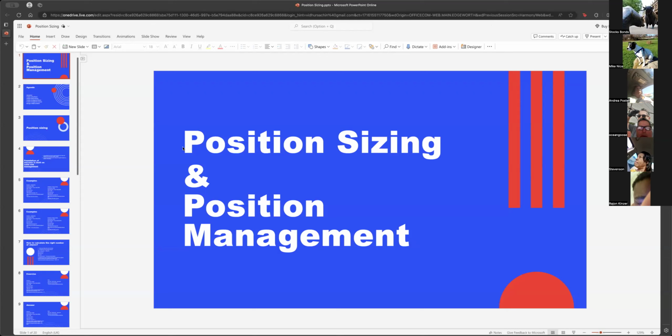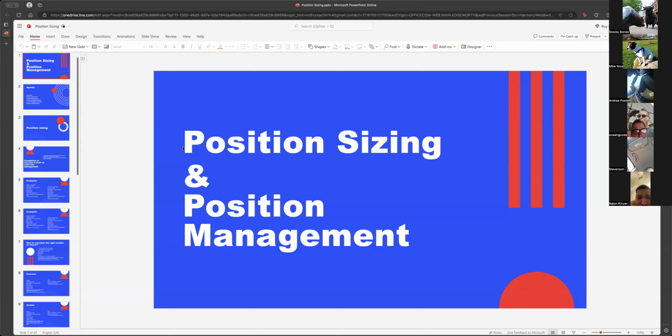This session is all about position sizing and position management. We're going to go over what it means and how it can be a lifesaver, especially if you're trading with smaller accounts, or it doesn't matter what size account you're trading with. Not understanding what these two mean can have a devastating impact on your P&L in the long run. Risk management doesn't exist without position sizing and position management. Those two go hand in hand with each other. That's what we're going to talk about in this session.